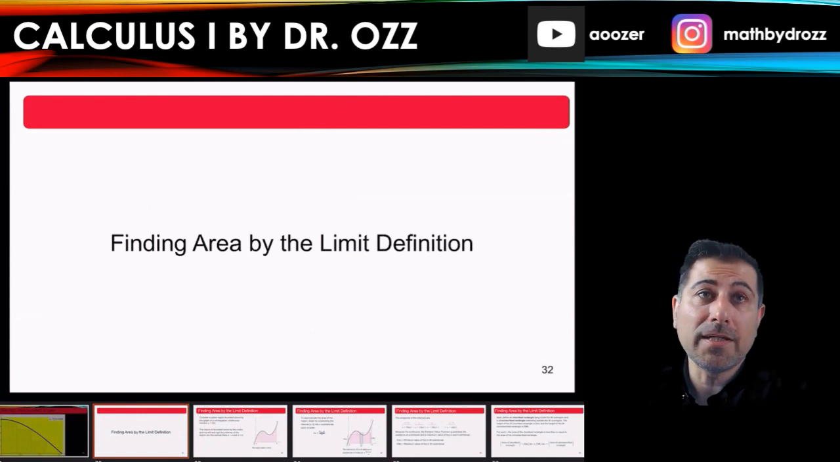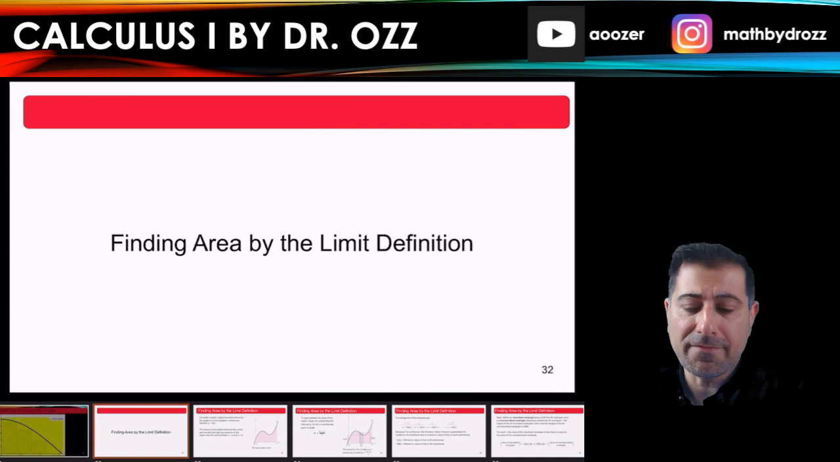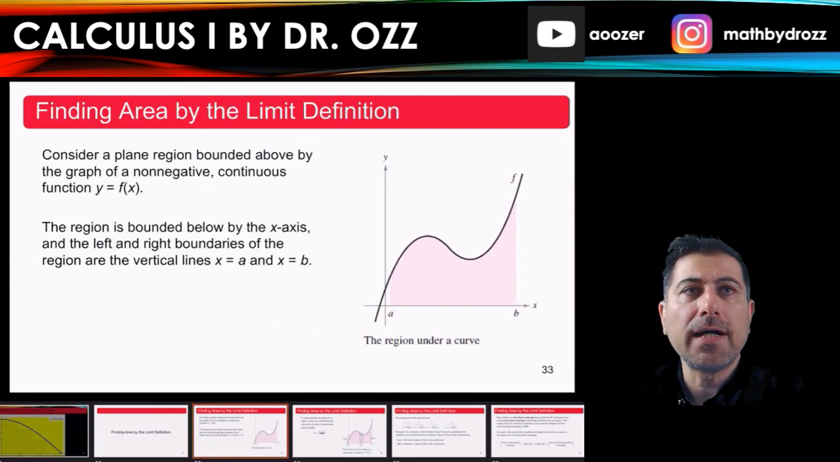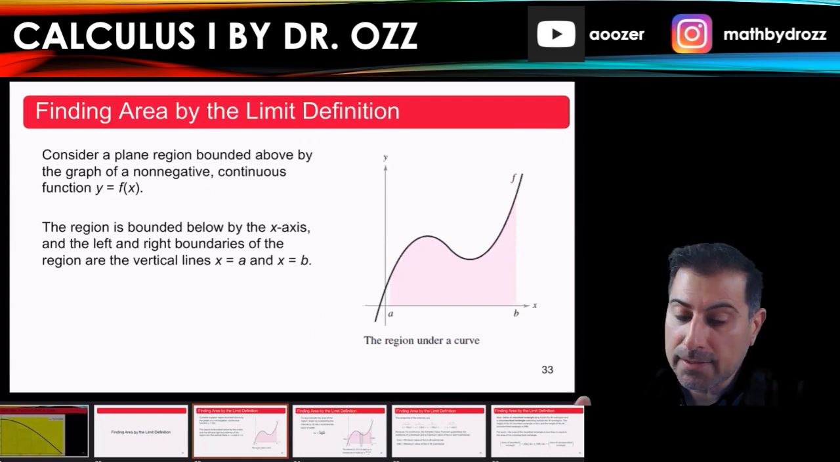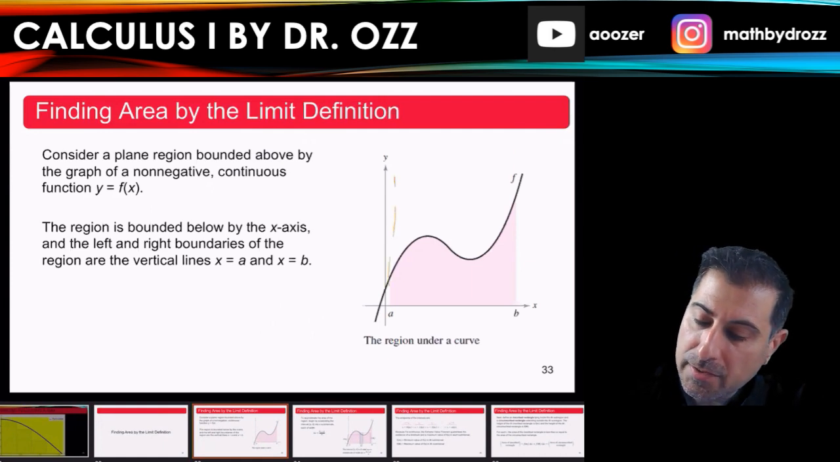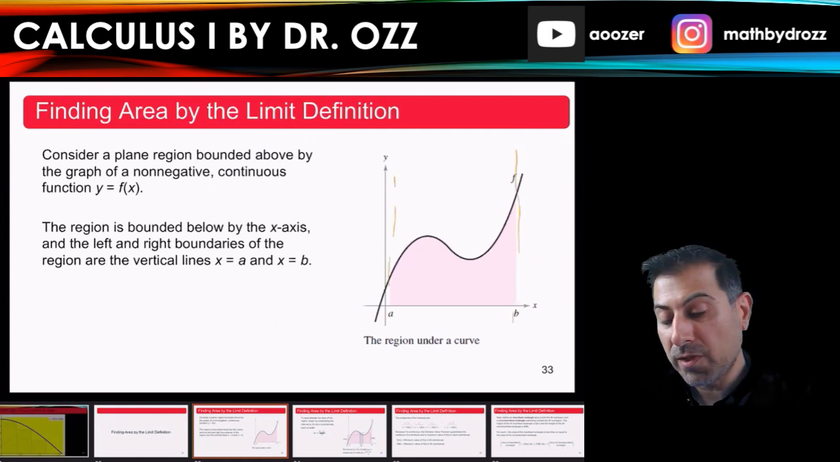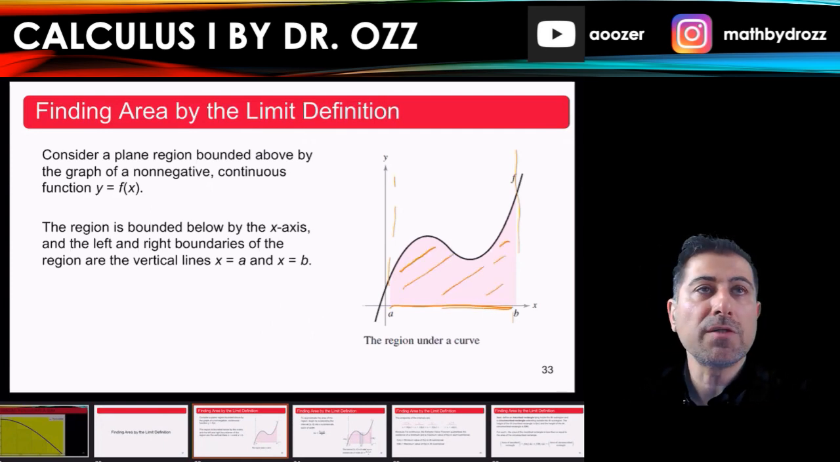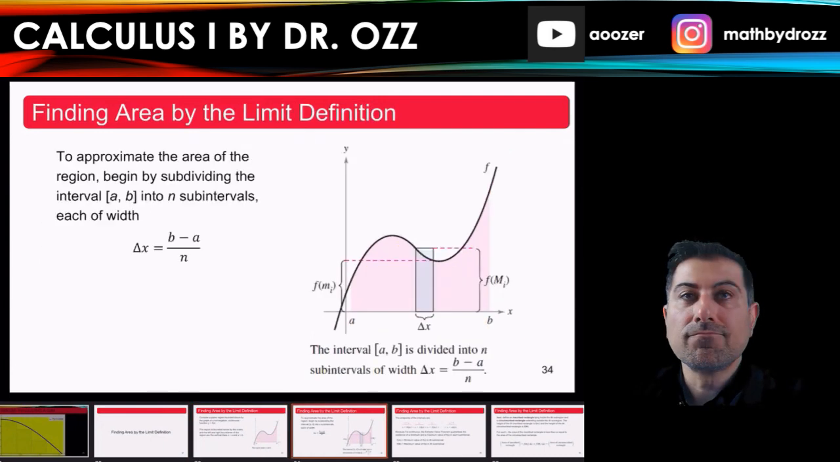So we're going to talk about finding the area by the limit definition. Let's start. All right, let's consider a curve y equals f of x. That's a continuous non-negative curve that's enclosed by the vertical lines x equals a and x equals b, as well as the x-axis here. So we're talking about the area of this region here, and we want to find that area exactly.